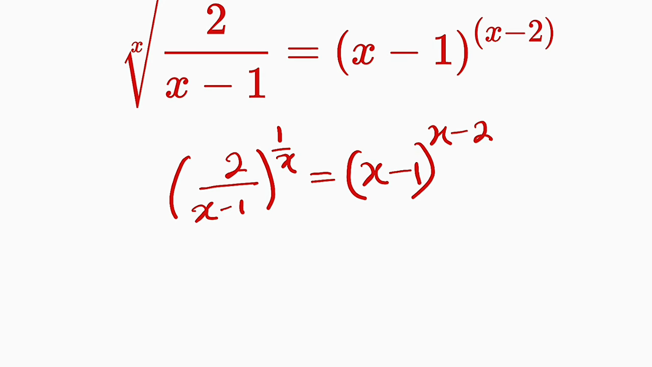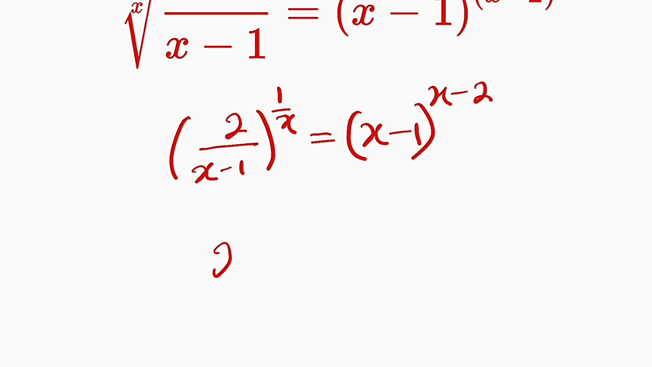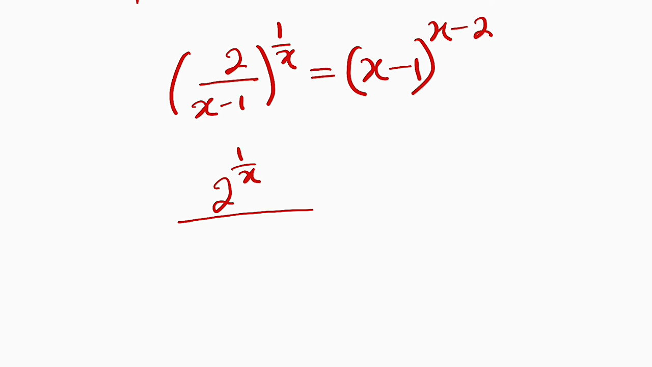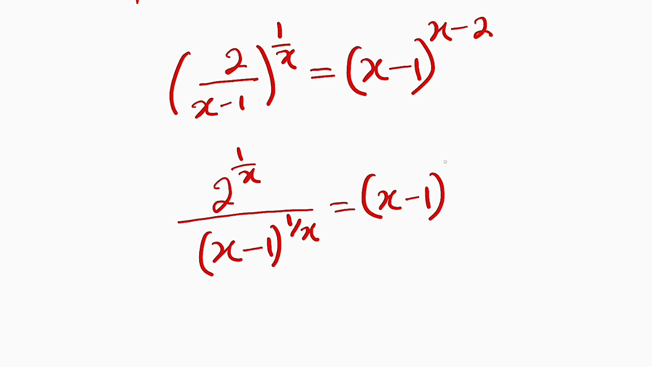All right. Next, I would like to distribute this exponent upon the numerator and denominator. Let's do that. So we have 2 raised to the power of 1 divided by x, divided by x minus 1 raised to the power of what? 1 over x. This remains x minus 1 raised to the power of x minus 2.